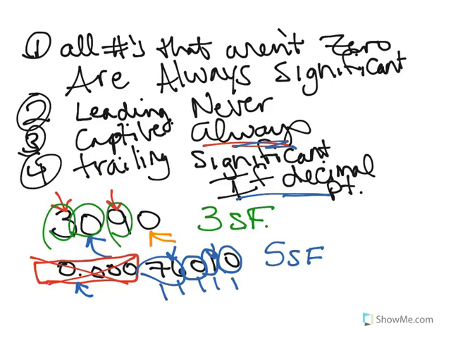So again, quick recap. All numbers that aren't 0, always significant. Zeros that start off a number, leading zeros, never significant. Zeros in the middle of two numbers that aren't 0, or captive zeros, always significant. Trailing zeros, zeros at the end of a number, are significant if there is a decimal point.